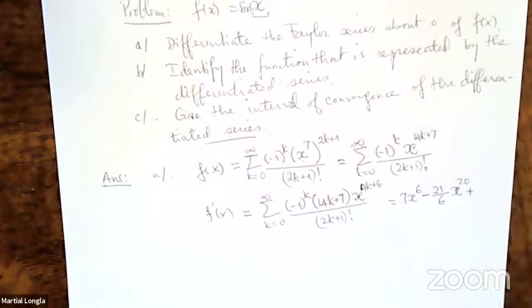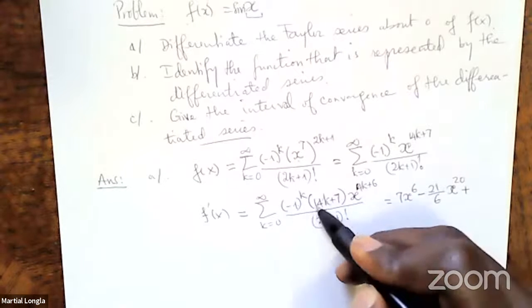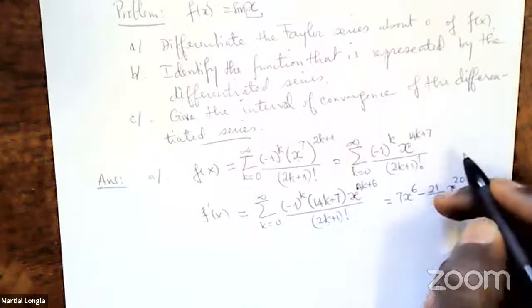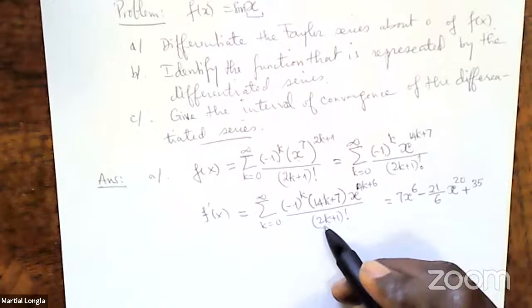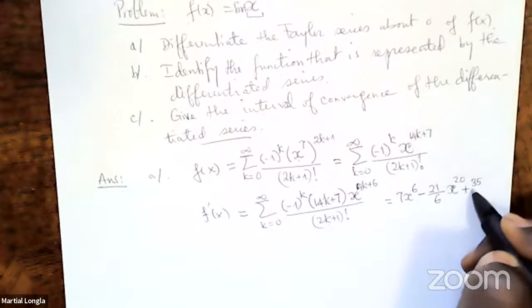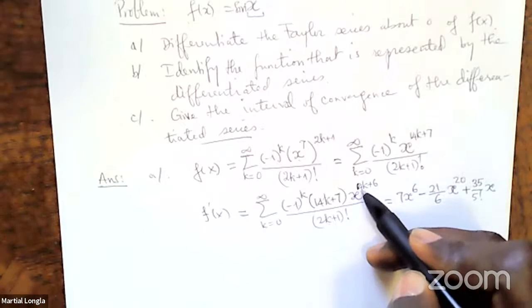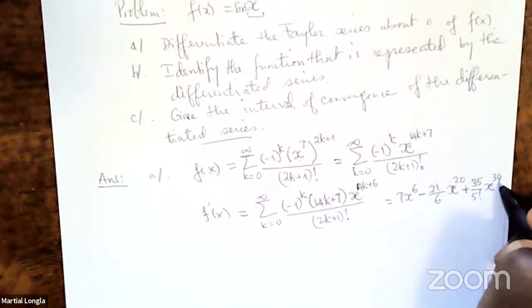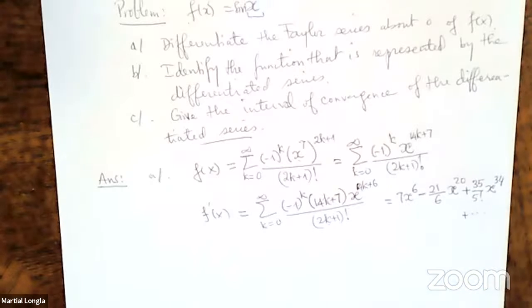And then the next term is going to be what? K equals 2, so that's 2 times 14, that's 28, plus 7, that's 35. And then k is 2, that is 4 plus 1, 5, factorial 5, and then x to the power 28 plus 6, that is 34. So that's the first 3 terms of that series.